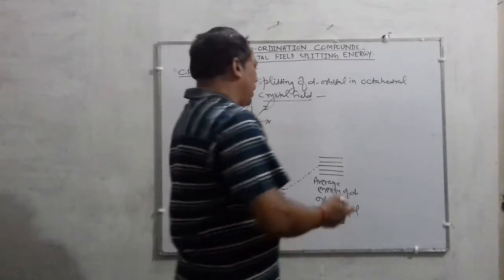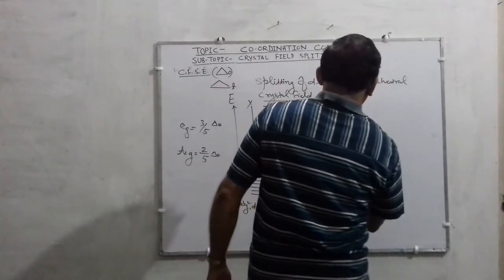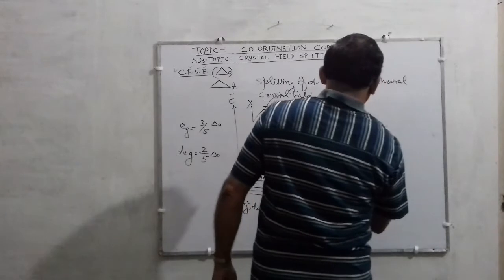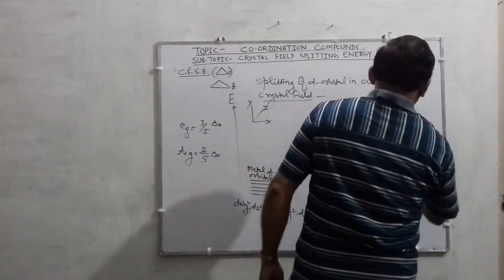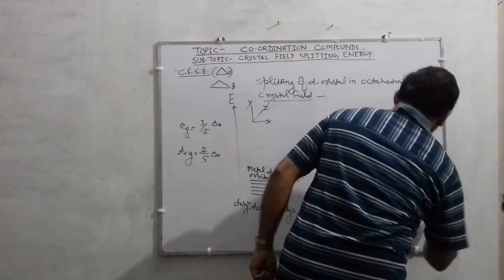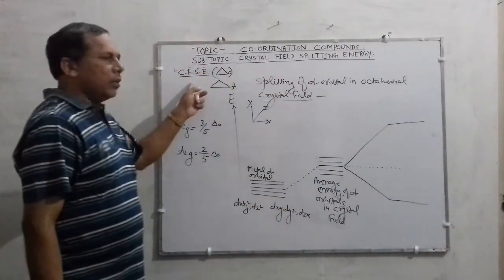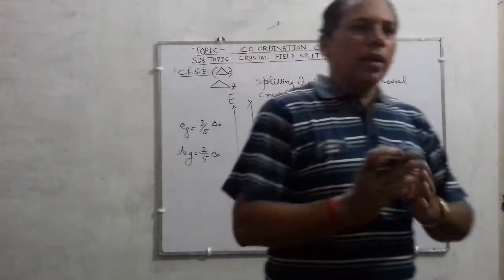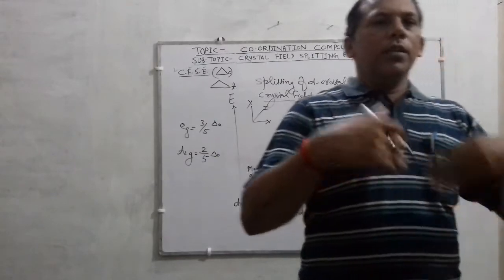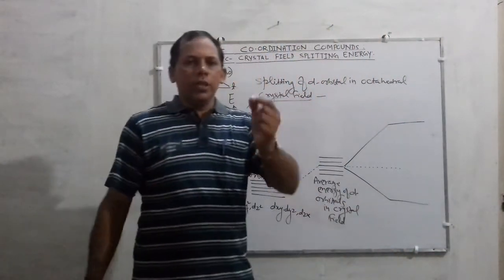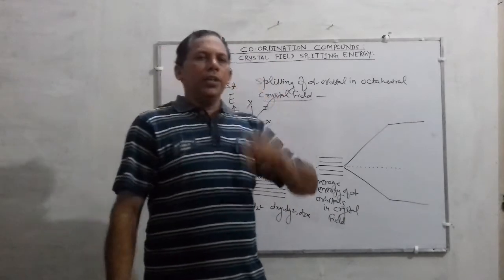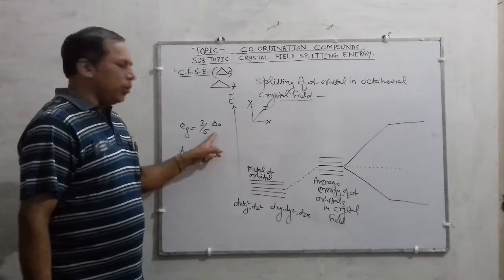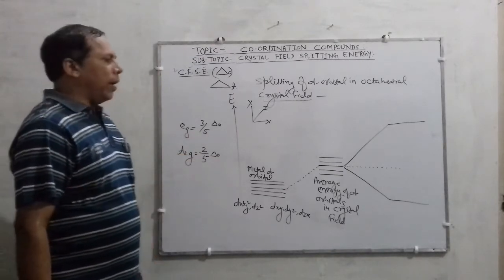How does splitting take place? As per the definition of crystal field splitting energy, they split into two sets of energy, one of the T2g set and the other of the Eg set, in which T2g is of lower energy and Eg is of higher energy. And as just mentioned, the value of Eg is 3 by 5 delta zero and the value of T2g energy is 2 by 5 delta zero.